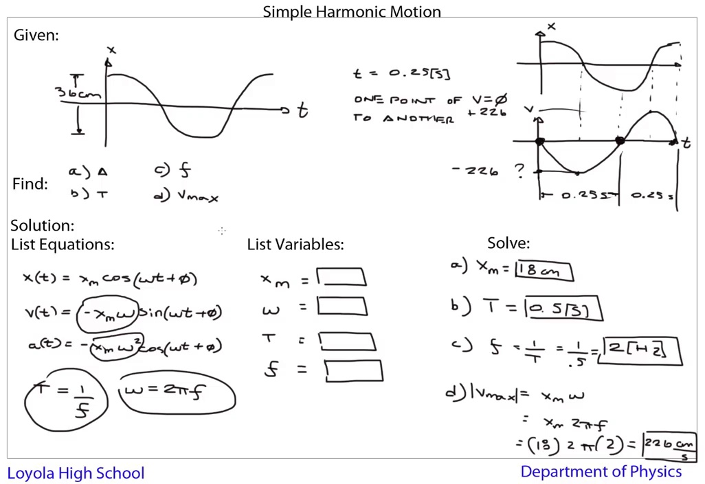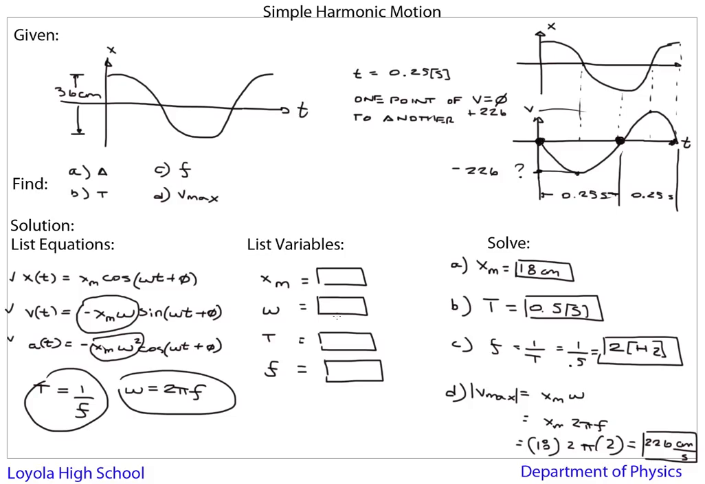So in solving this simple harmonic motion problem, the strategy is to draw a picture of a wave, and the picture again can help you describe what quantities are where. We're given the time from one point of zero velocity to another. We have our find here. The equations are your x as a function of time, position as a function of time, and you can take two derivatives to get the velocity and acceleration. And then we have a relationship between period and frequency and our angular frequency.